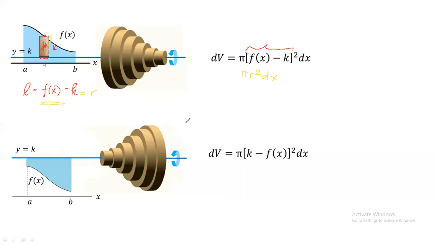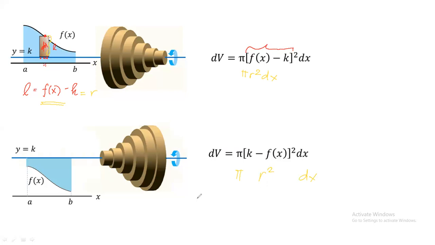Now, please ask questions if it's not clear. Otherwise, if there are confusions, I will not be able to clear those for you. Okay? Now, let's go to the second one here below. So in here, it's the other way around. This is still your pi, this is still your r squared, and this is your dx.